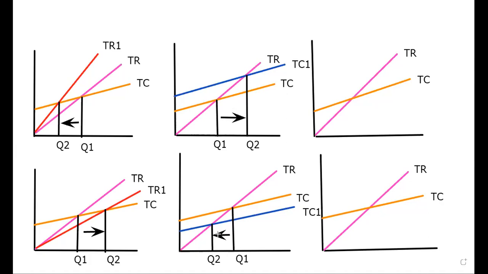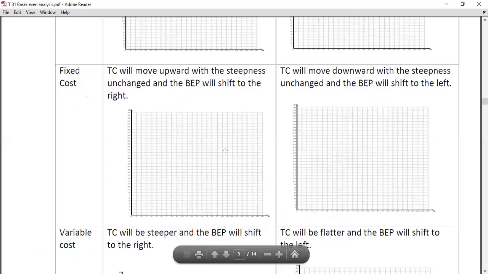What is the sensitivity here? With total revenue and the break-even, there's the opposite relationship. With total revenue increase, break-even will decrease. But if total cost increases, break-even will increase. There's a positive relationship with cost and a negative relationship with revenue. So I hope you can draw this in my handout. I've given spaces here. Fixed cost increases, you can draw here. Fixed cost decreases, you can draw here.